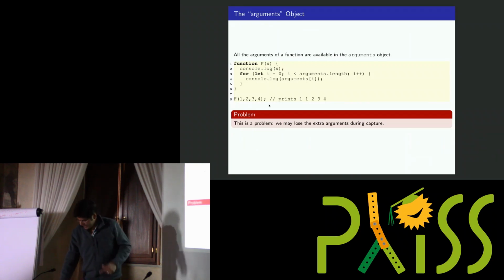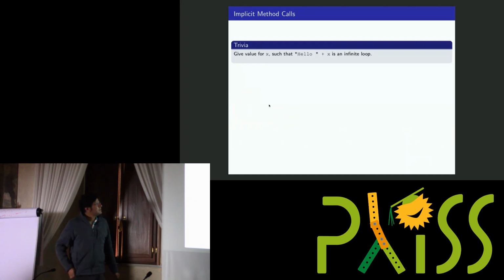Okay, so I want to show you one more thing. This was brought up earlier. So here's a bit of JavaScript trivia. Can anyone give me a value for x that will make hello plus x go off into an infinite loop? Yeah? If you define a string function that returns itself.